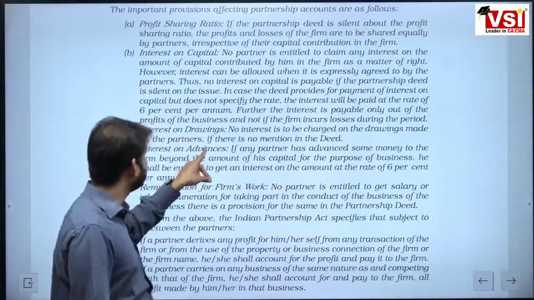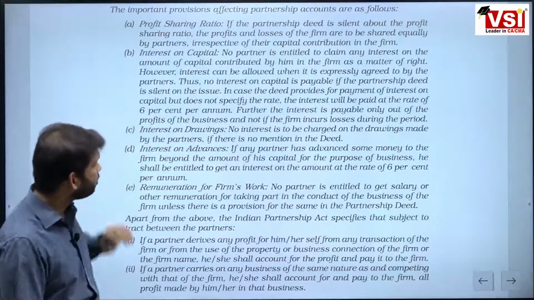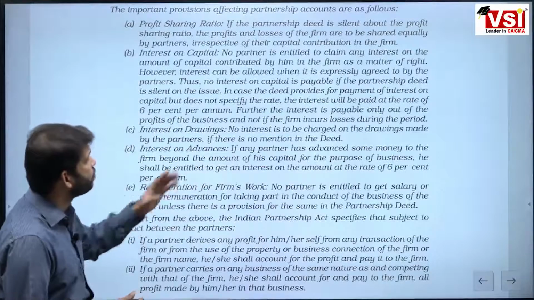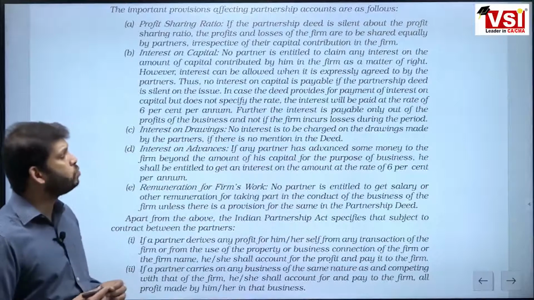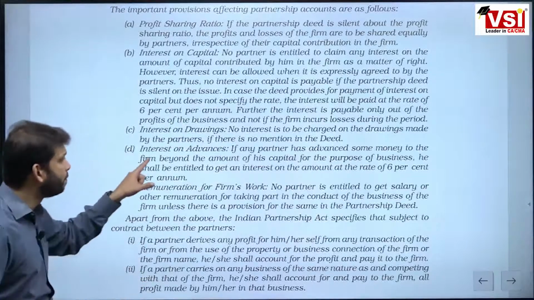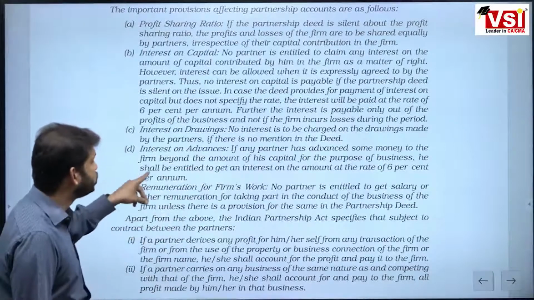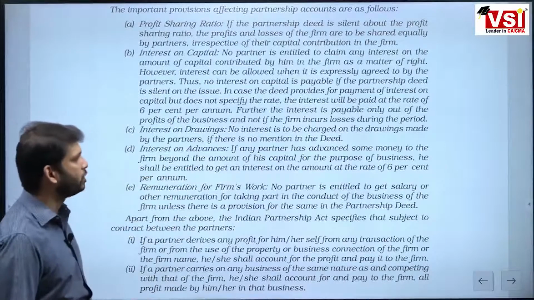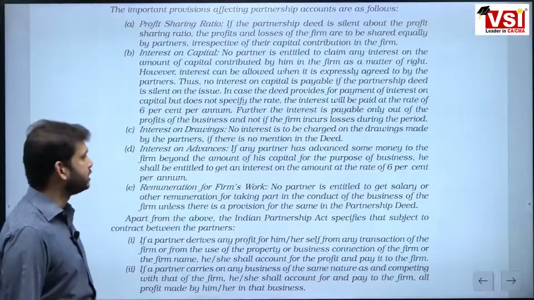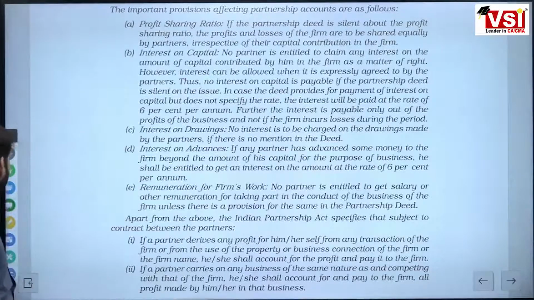So what they are mentioning is a very important point. If any partner has advanced some money to the firm beyond the amount of his capital for the purpose of business, he shall be entitled to get an interest on the amount at the rate of 6% per annum. What is it saying?